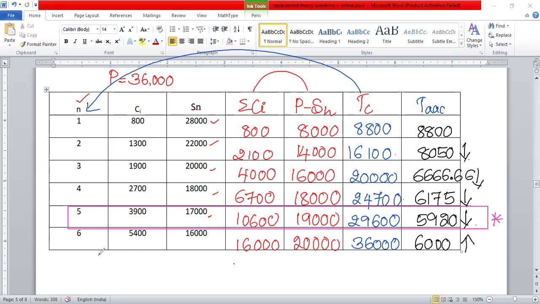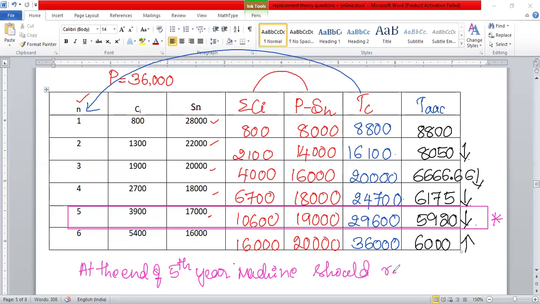So finally, at the end of the 5th year, the machine should be replaced. At the end of the 5th year, the machine should be replaced.